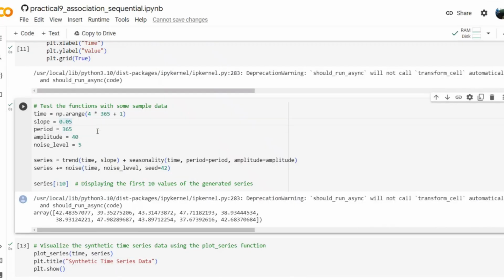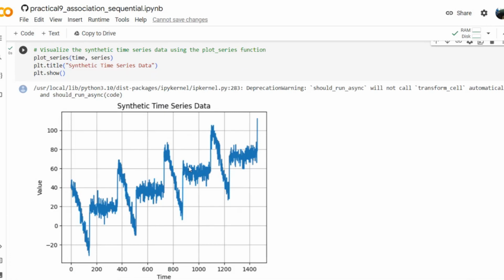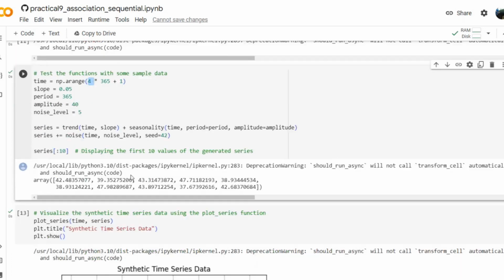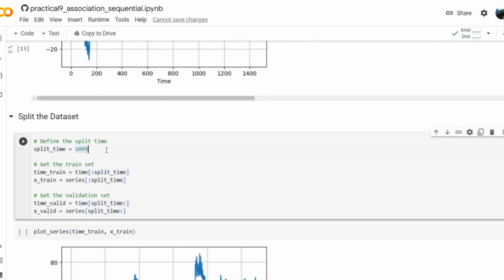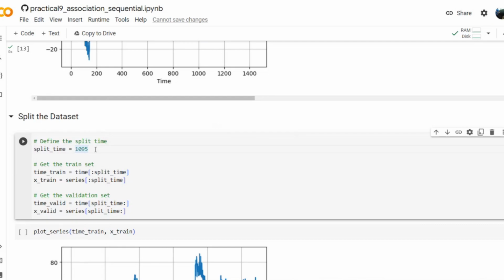Let's split our data. For this example, we're going to split our data. Again, the data has a repetitive pattern over 4 years. You can check here, we multiply 365 by 4, so we are taking 4 years of data. So I have split my data at 1095. I took 365 multiplied by 3, which gives 1095. So I put 1095, or some people put 1100, which also works. So we split our data.